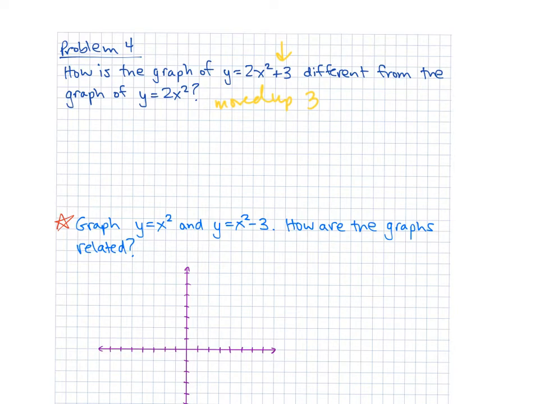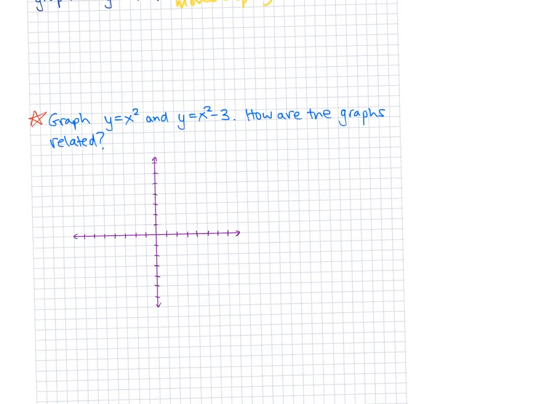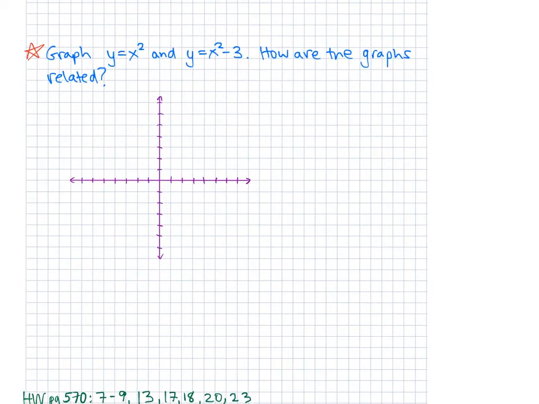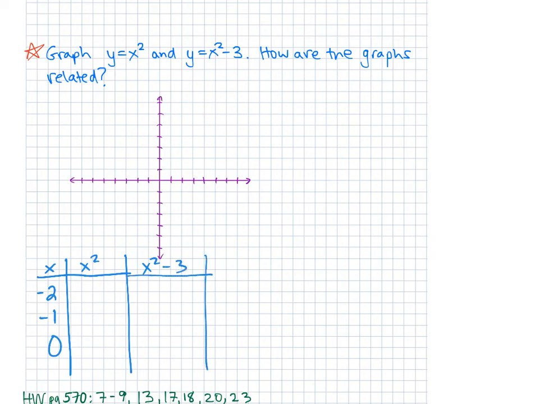Okay, and I'm not going to graph that, but I'll have you guys graph. Actually, let's do this one together. I'm not going to make you do that, since we didn't do it that way in problem 4. So this says to graph both of these, and how are the graphs related? So we're going to do a table where we're going to have our x, and we're going to pick -2, -1, and 0. And then we're going to plug that into x squared, and then we're going to plug that into x squared minus 3. And then we're going to plot the two different points, and then we'll plot them at the same time.